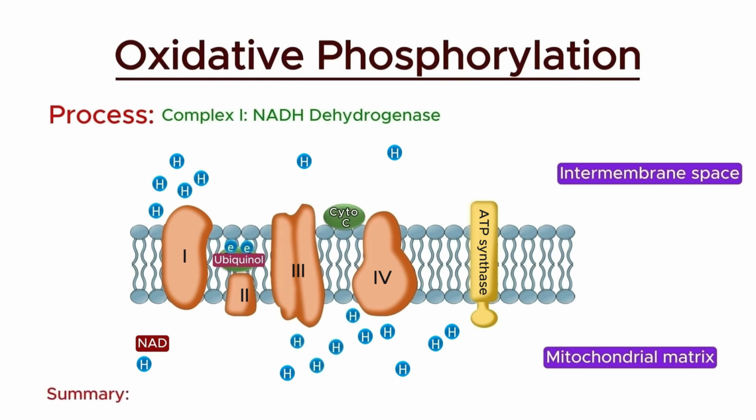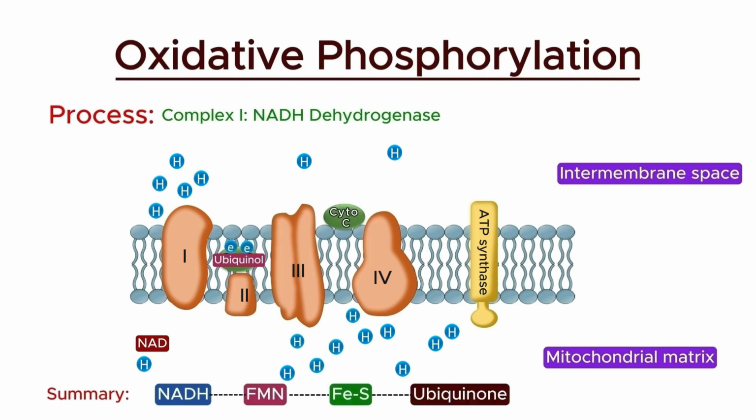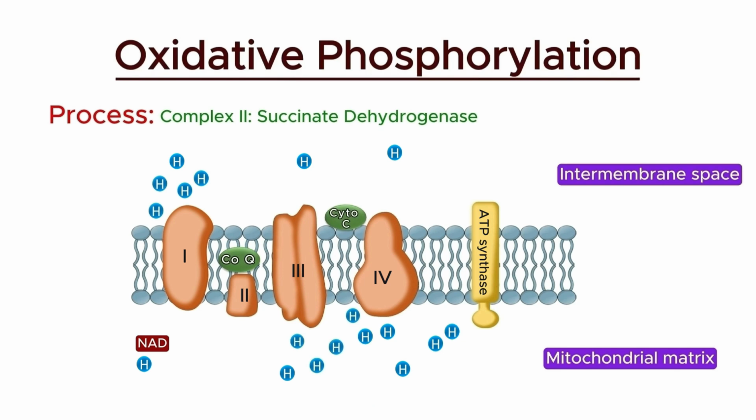To summarize the first stage, electrons transfer from NADH to FMN, then through iron-sulfur clusters, and finally to ubiquinone, reducing it to ubiquinol. This process results in the pumping of 4 protons from the matrix to the intermembrane space, contributing to the proton gradient. Now, let's move on to the second stage of the electron transport chain, focusing on complex 2, also known as succinate dehydrogenase.